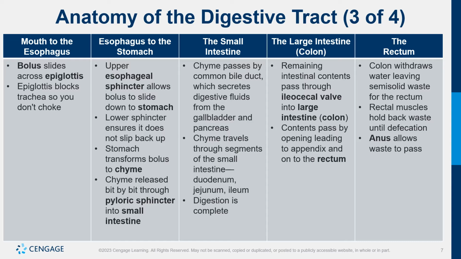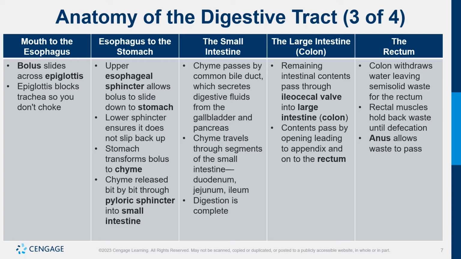Another word for this, if it happens on a regular basis, is gastroesophageal reflux disease. So we want to keep stomach contents down in the stomach, where the stomach transforms the bolus to chyme, which is essentially a liquefied mixture of the food that we have eaten. Once the food is completely liquefied, the chyme is slowly released bit by bit through the pyloric sphincter at the bottom of the stomach into the small intestine.